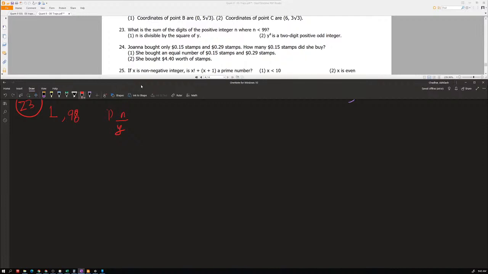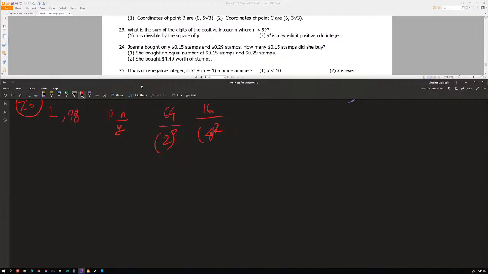So let me say something like 64. It's divisible by y. Let me take y as 2. So it is divisible by the square of y, which is right. Now I have to take another value which is divisible by the square of any other number. So let me take 4 fours are 16, which is the square, and again I take something that is divisible by the square of this number.